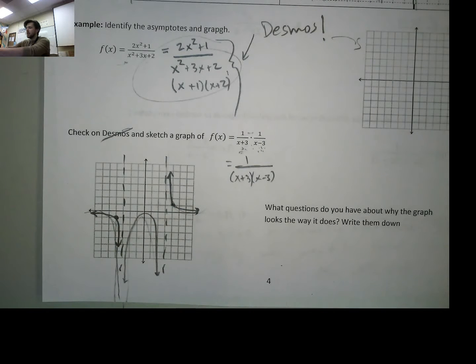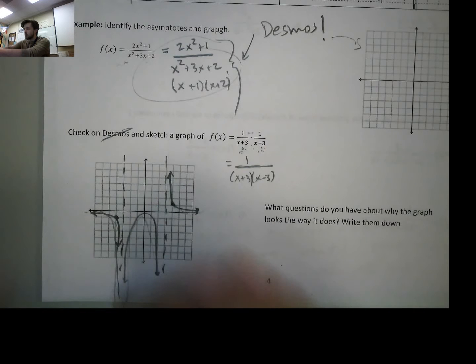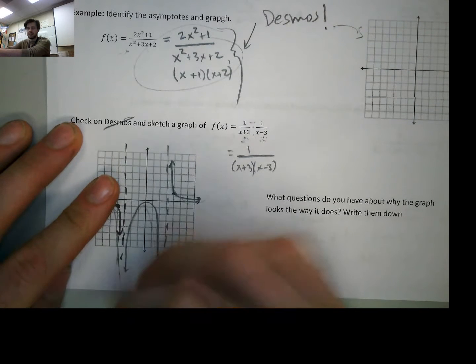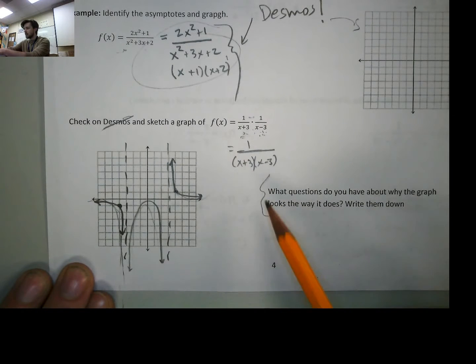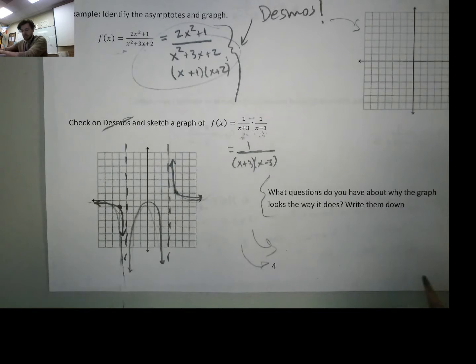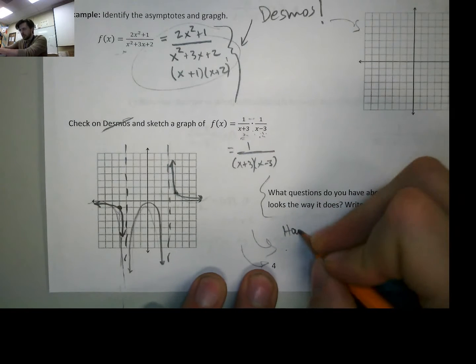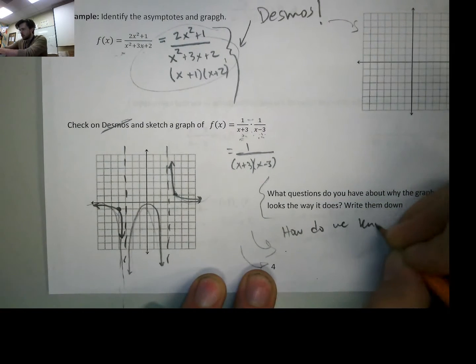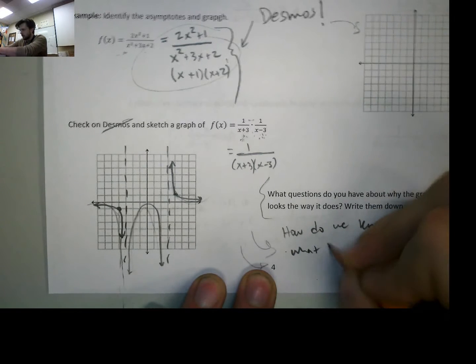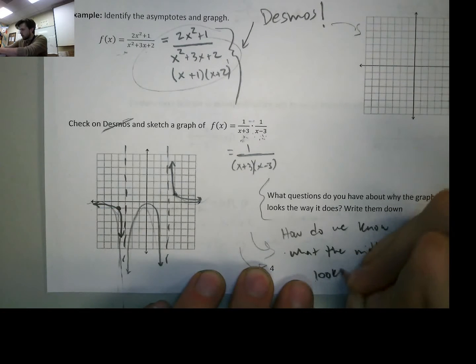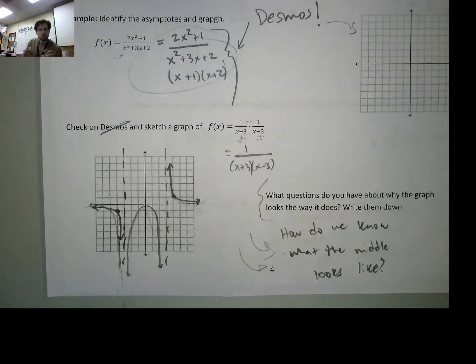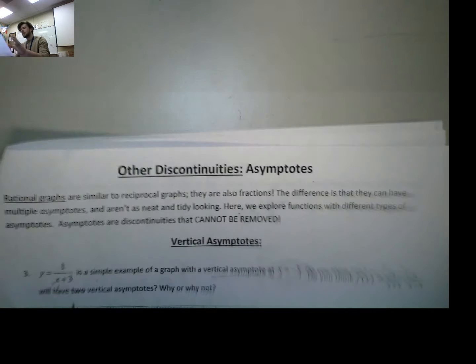That one's a little weird. We're going to talk about it a little bit more in depth. That was probably a terrible explanation, but it's kind of cool looking. So if you have a question about this part specifically, please write it down right here. My question is, how do we know this? How do we know what the middle looks like? Maybe look it up. Do a little Google search. How do you know what that middle looks like? Or if you have a different question, write it down.